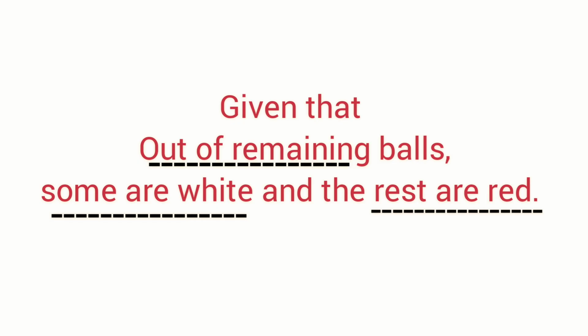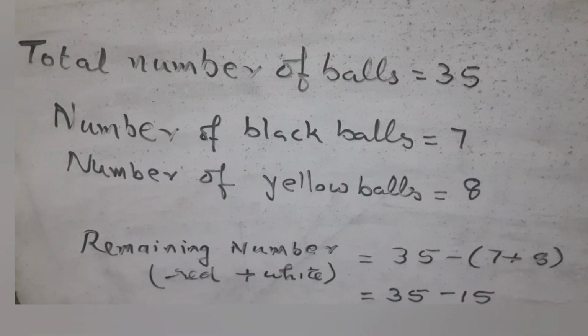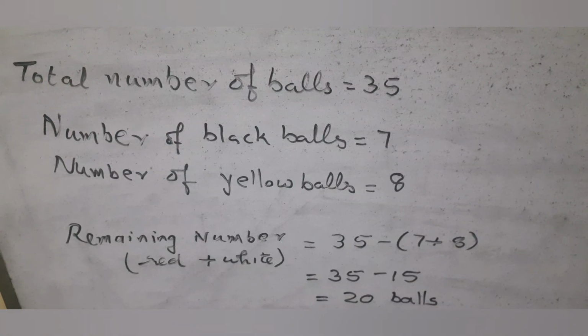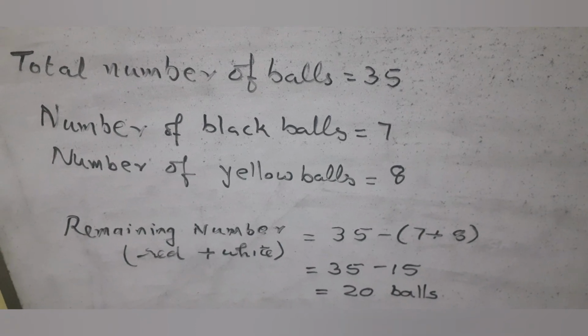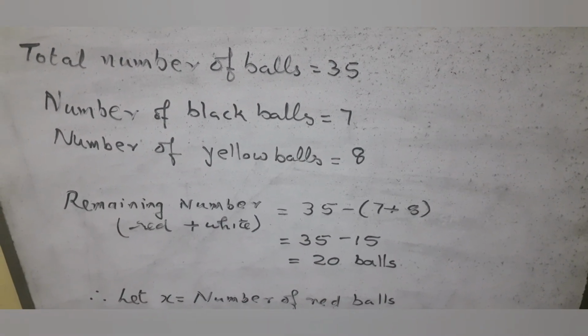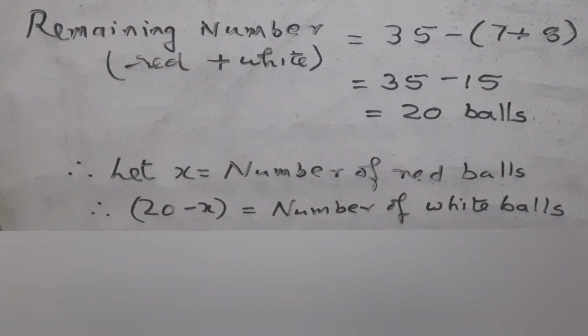To calculate the number of balls which remain, the number of remaining balls is 35 minus bracket 7 plus 8, which gives 20. We have to determine the number of red balls. So we take x as the number of red balls, so that 20 minus x will be the number of white balls.